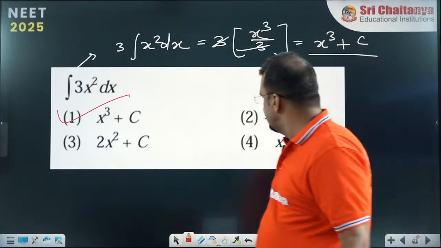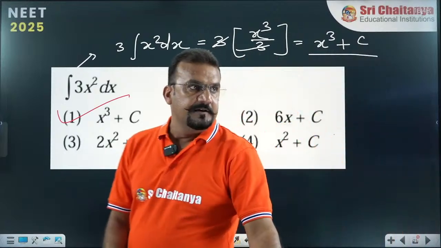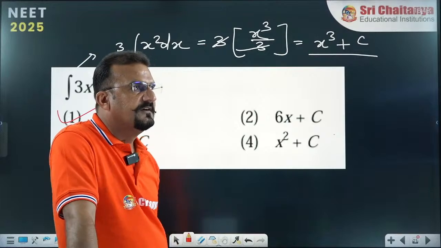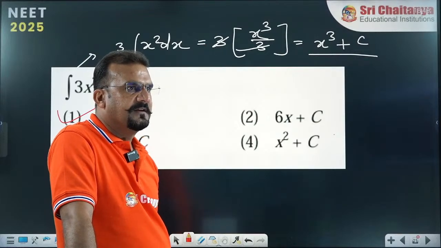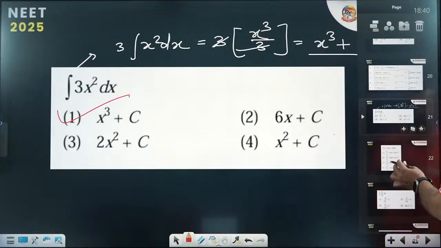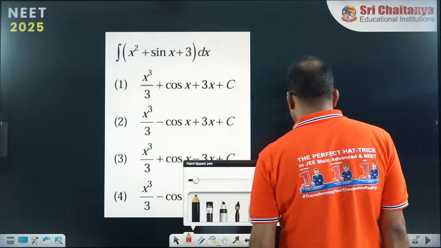First option. Still some of the students are giving the wrong answer, third option, but most are right. Yes, very good. First option is the right option. Come to the next question. Let us do some fast. This is question number 2. Do it fast. What is the answer?